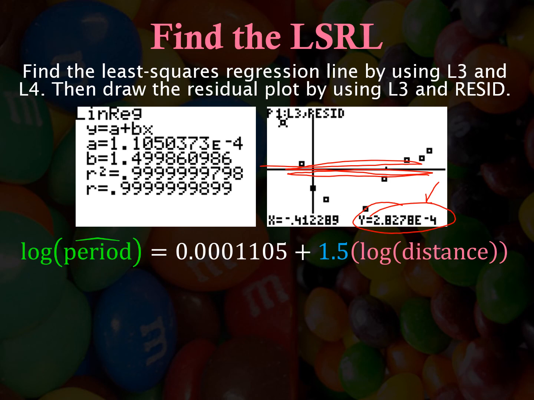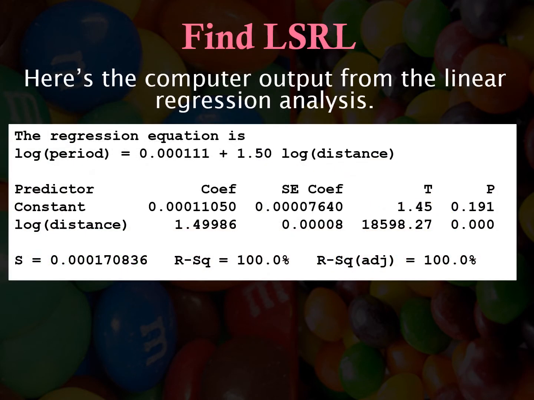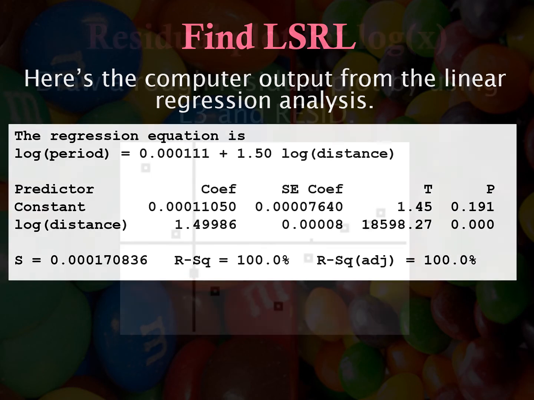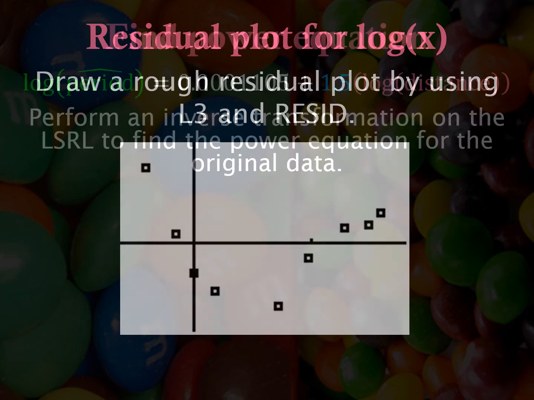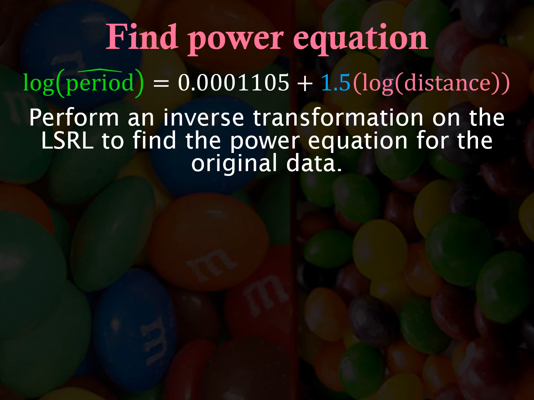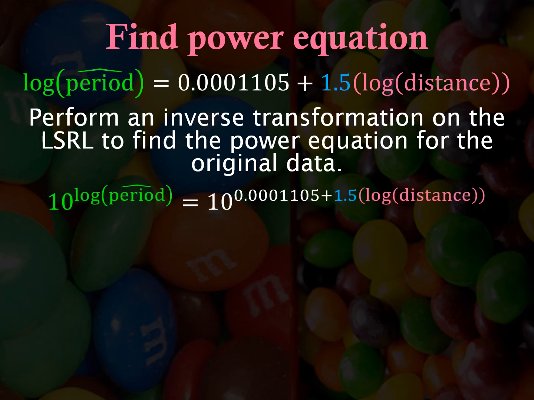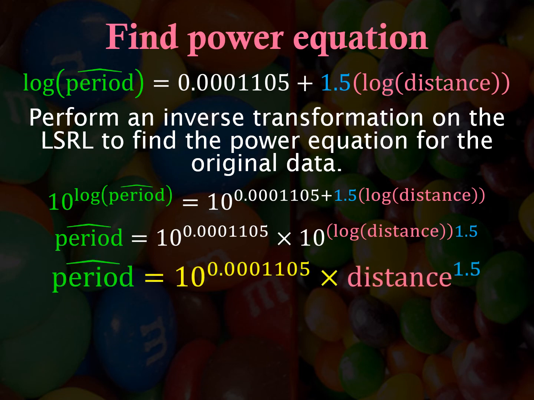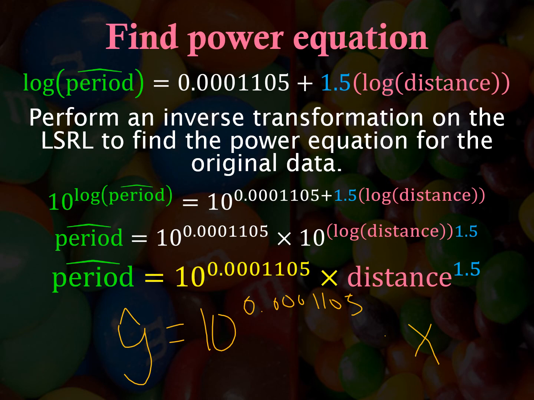So log of y hat equals a plus b times the log of x. Here's computer output. We're not going to worry. Here's the residual plot. Find the power equation by taking 10 to the power of both sides. So 10 to the power of both sides, you end up with what you see here, 10 to the 0.0001105 times x to the 1.5. So let me just write it using the symbols. This is y hat equals 10 to the 0.0001105 times x to the 1.5 power.